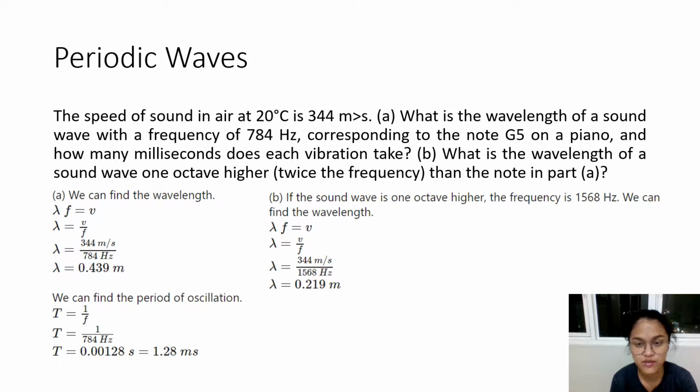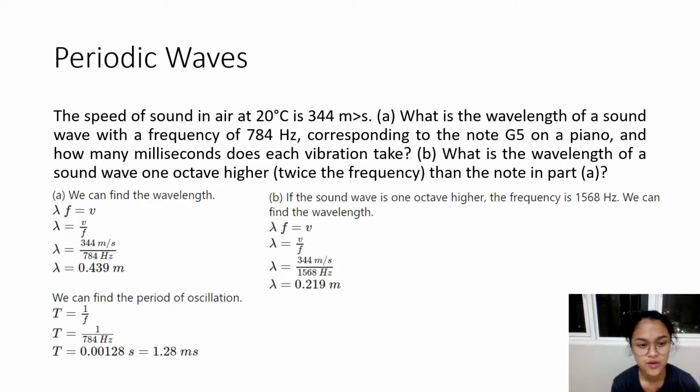So what is the wavelength of a sound wave with a frequency of 784 Hz, corresponding to the note G4 on a piano? And how many milliseconds does each vibration take? And what is the wavelength of a sound wave one octave higher? So that's twice the frequency of the note in part A.